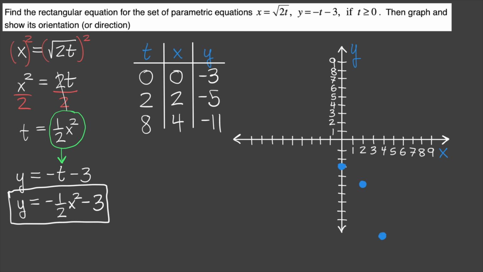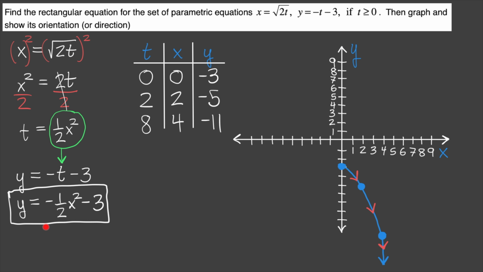Notice this looks like a half parabola going down and to the right. It starts here, because remember, this is our first point on the graph, since they tell us that t must be greater than or equal to 0. So we're going to start here and go down and to the right. Okay, so this looks like this here. Since our point started here and kept going to the right as t got bigger, that tells us that the orientation or direction will also go down and to the right. So I'll draw some red arrows there. Our orientation goes down and to the right.